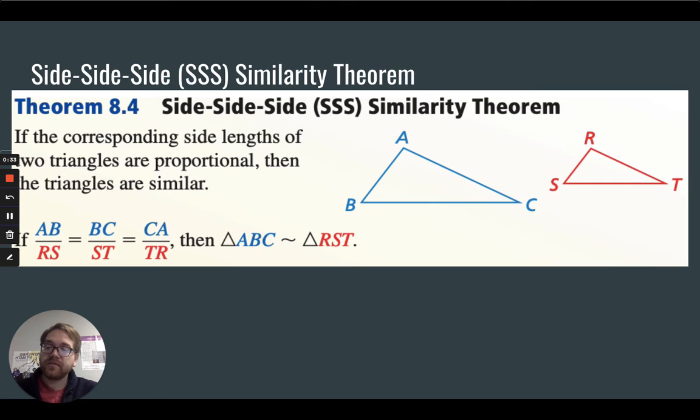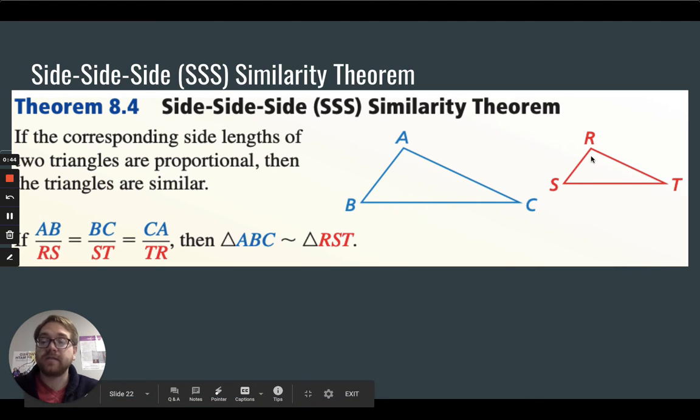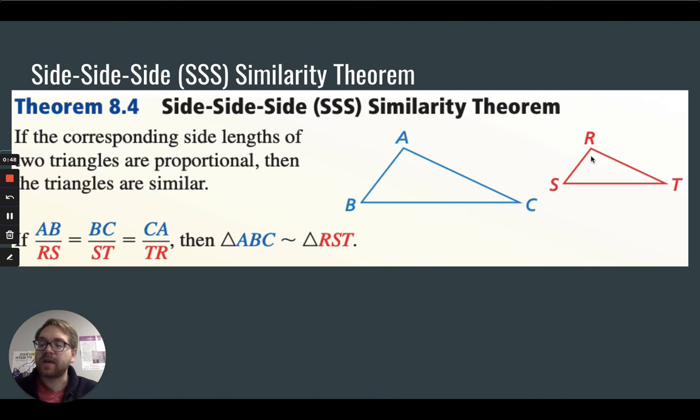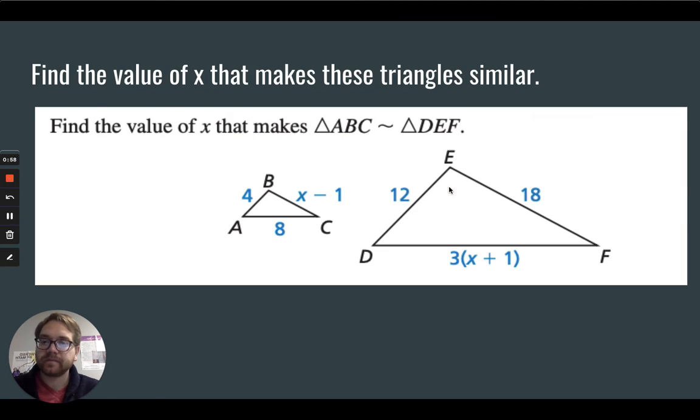So if we're just focusing on the sides of the triangles and nothing with the angles, if we can show that each of the sides is proportional to its corresponding side in the other triangle, then we know that those triangles are similar. So it's finding the same ratios like we have been, and finding them for each of the sides, and if we find that they all have the same ratio, meaning they're proportional, then we can say those triangles are similar without having to look at the angles at all.